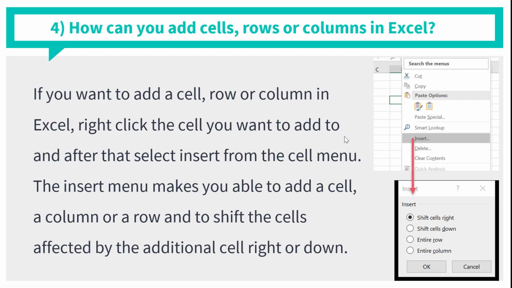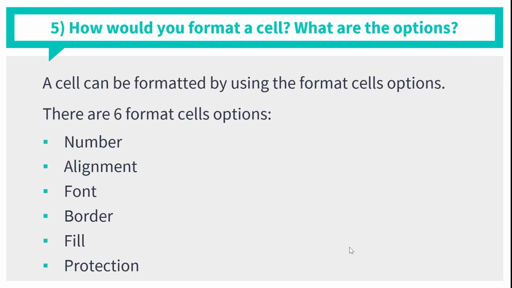How can we add cell, row, columns in Excel? If you want to add a cell, row or column in Excel, right click on the cell you want to add. After that, select insert from the cell menu. The insert menu makes you able to add cell, column, row, and to shift cells affected by the additional cell right or down.